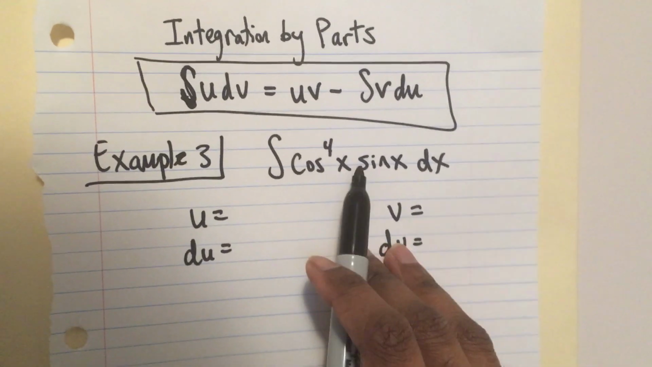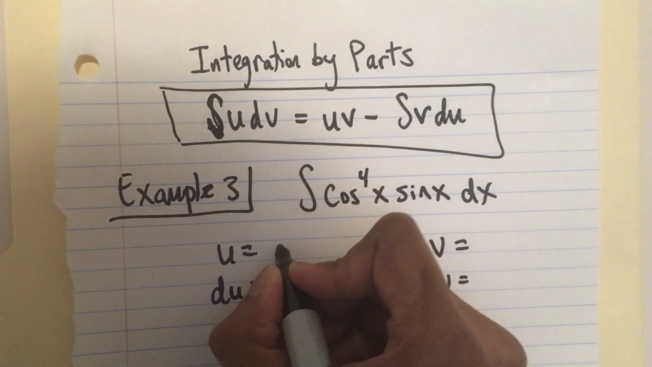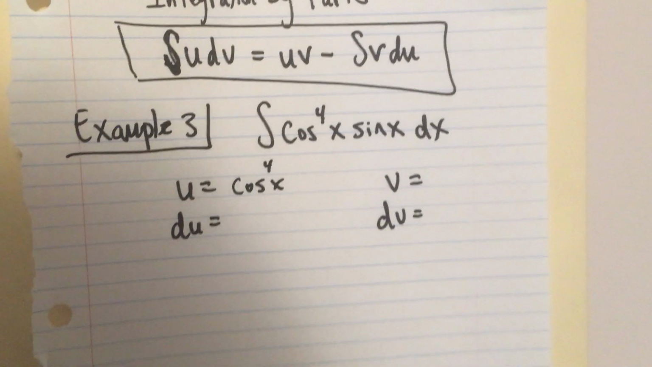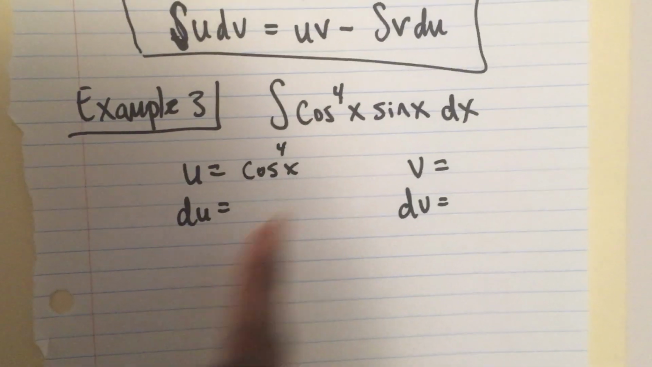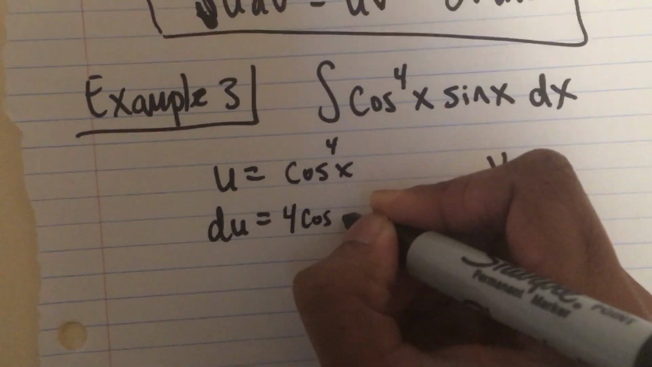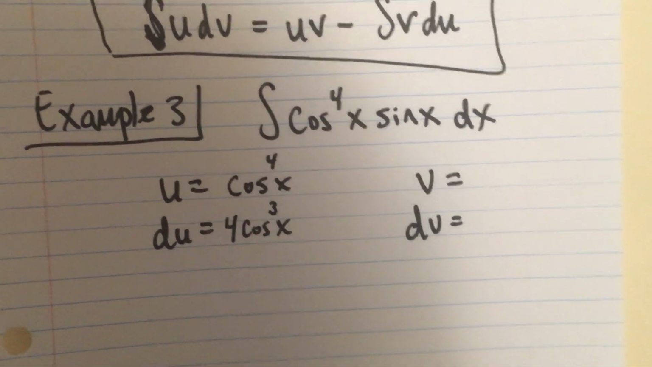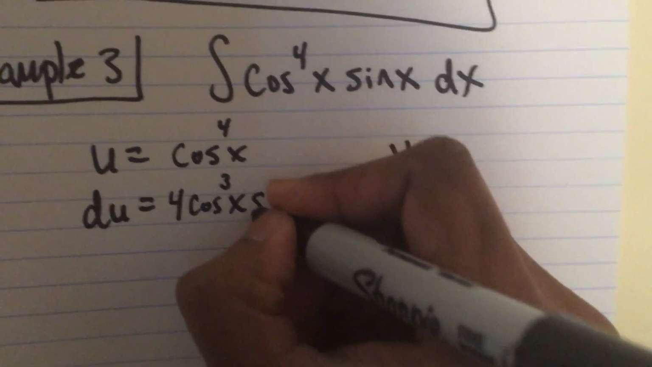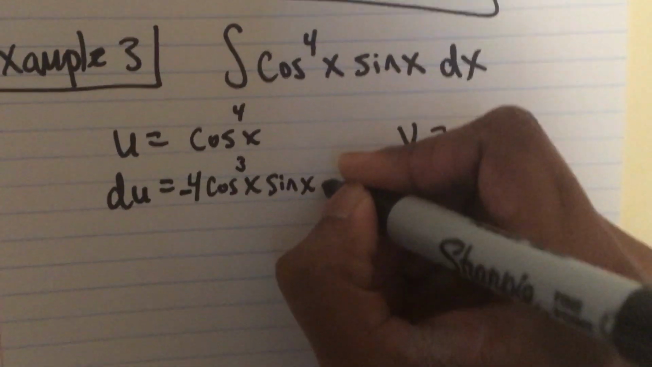Notice that we have cosine x to the fourth power. It's a higher power, so I'm going to choose cosine x to the fourth power as my u, because that's the easiest one to differentiate. So when I find the derivative, we bring down the 4 of cosine x to the third power times the derivative of cosine x, which is that negative sine x. So we're going to bring out that negative, then dx.